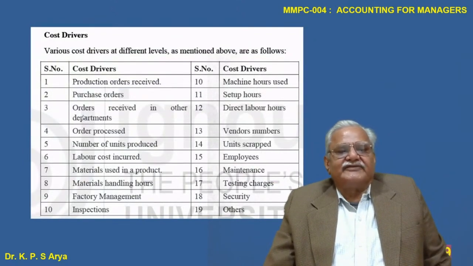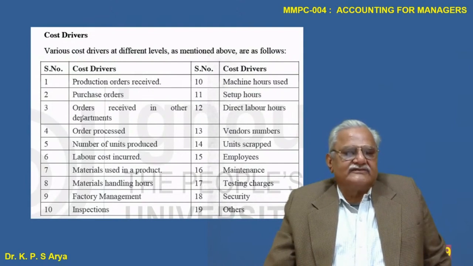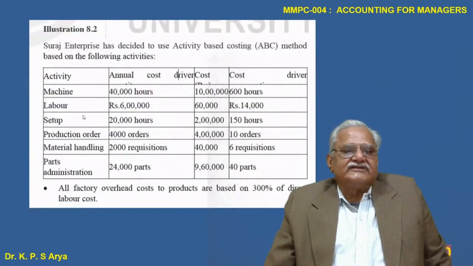Various cost drivers at different levels, as mentioned above, are: production order received, purchase order, order received in other department, order processed, number of units produced, labor cost incurred, material used in a product, material handling hours, factory management, inspections, machine hours used, setup hours, direct labor hours, vendor numbers, units scrapped, employees, maintenance, testing charges, security, and others. Now, this is a live example.